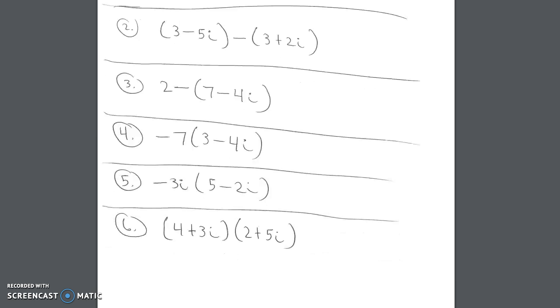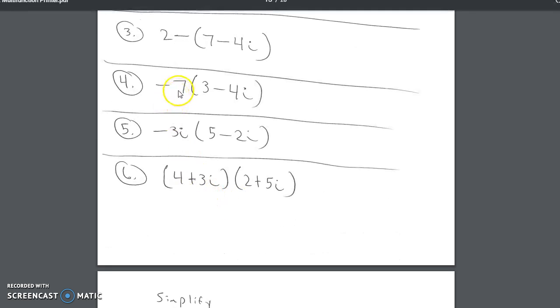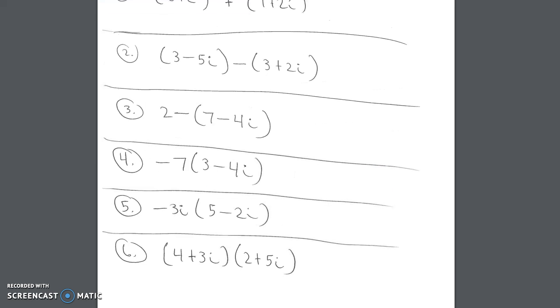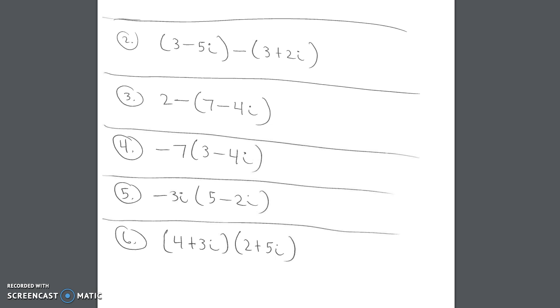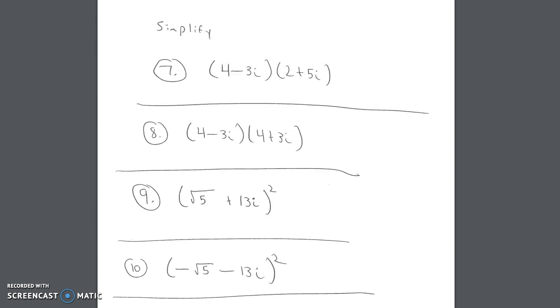Okay, now write number 6. That's multiplying. Keep in mind you're multiplying here, here, and here. And yeah, you start multiplying on number 4. Okay. And hit pause and write down number 7, number 8, number 9, number 10. All those are multiplication and exponentiation.